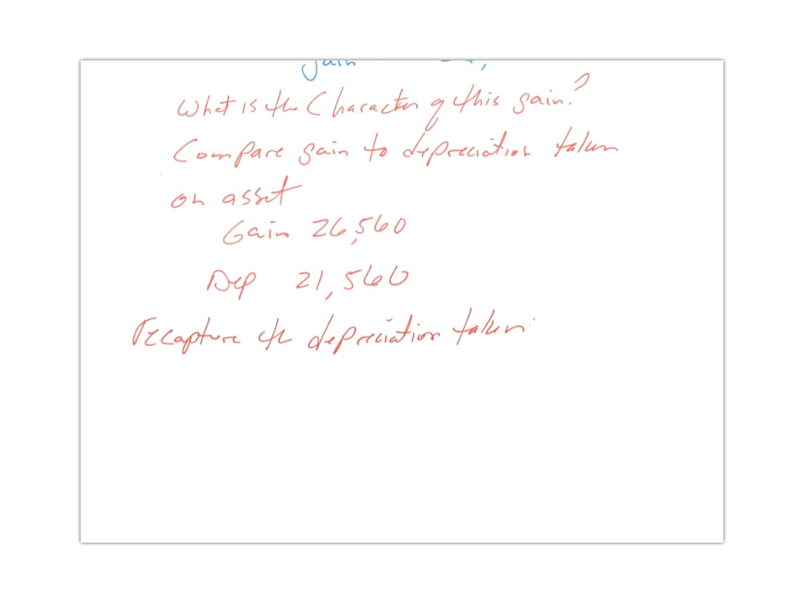All right, so what does that mean? That means we're going to break this gain up into two pieces. One is this $21,560, and the other is $5,000. So the amount of the gain has not changed, but we've broken it up into two pieces. So this $21,560 is taxed at ordinary rates.